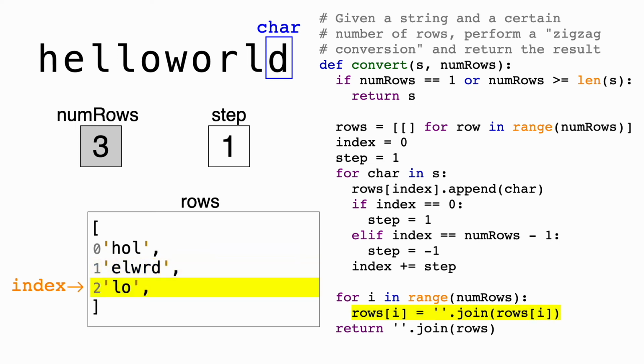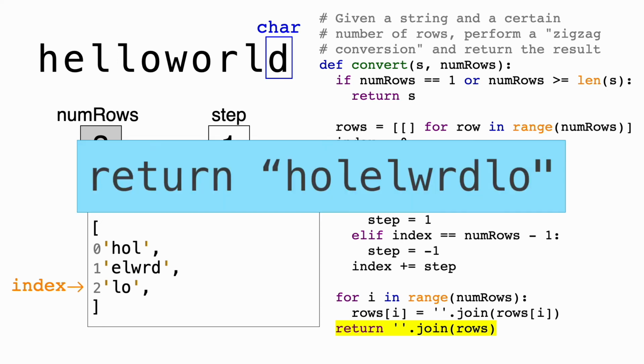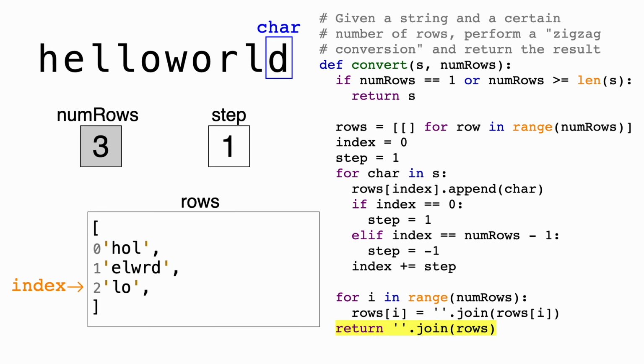Now that we finally have a single list that contains the strings from each row, all that's left to do is to call the join method again, this time on the outer list, which is the rows variable. So by joining all 3 strings together, we finally get our final result, which is HOLELWRDLO. Now you may be wondering, why did we have to use a 2D array for the rows?